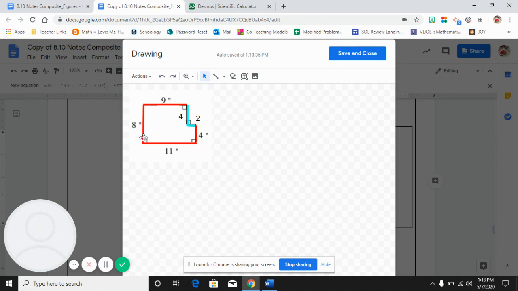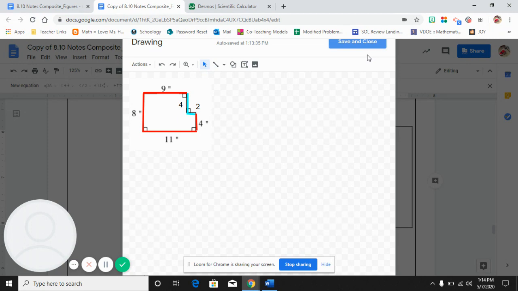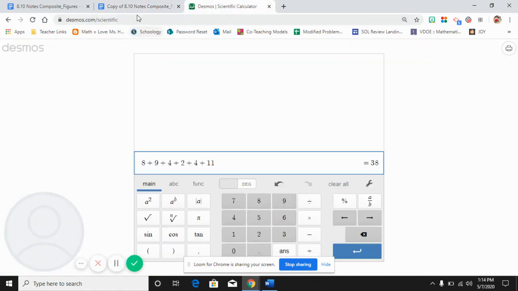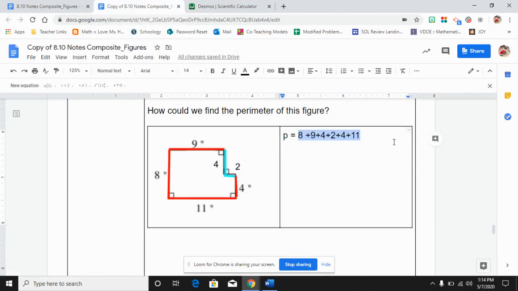So we have 1, 2, 3, 4, 5, 6 different sides that we're going to add up, and we have 1, 2, 3, 4, 5, 6 different numbers. So we're just going to add up those numbers to find the perimeter of our entire figure. So the perimeter of this figure is going to be 38 inches.